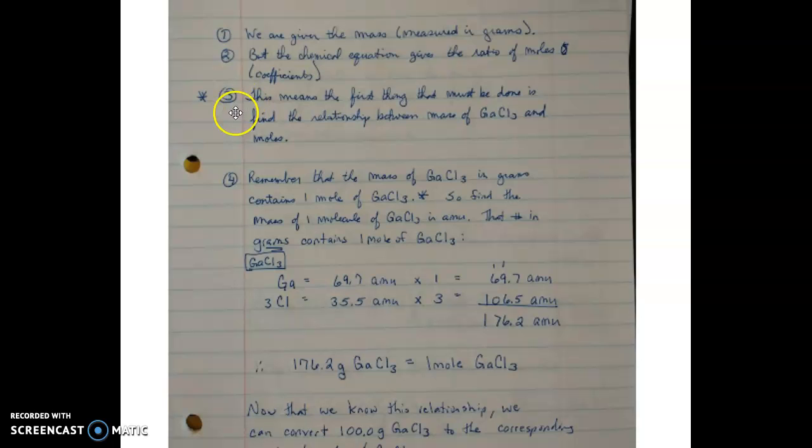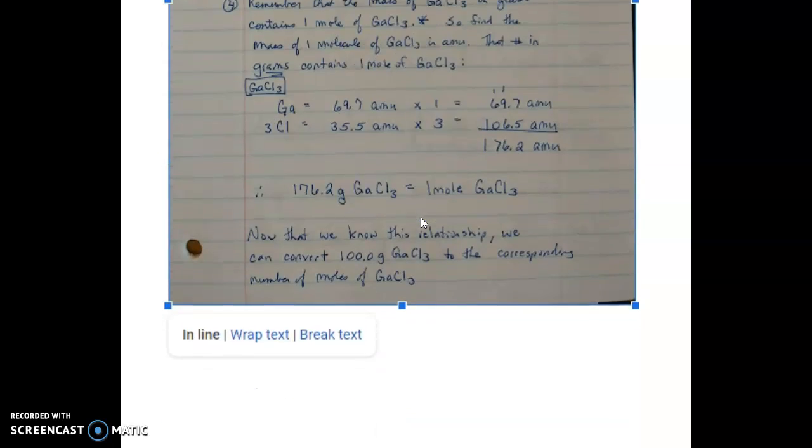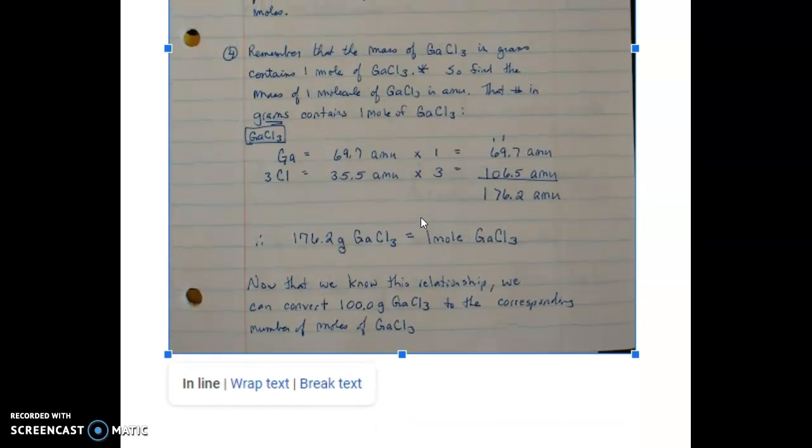We're right here at step 3. The first thing we must do is find the relationship between the mass of GaCl3 and the moles of GaCl3. Remember that the mass of GaCl3 in grams contains 1 mole of GaCl3. So we first have to find the mass of one molecule of GaCl3 in AMU. We use the periodic chart. Here is our compound formula for GaCl3. It contains 1 atom of Ga and 3 atoms of chlorine, or Cl.